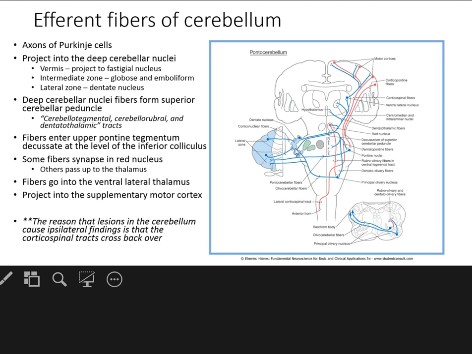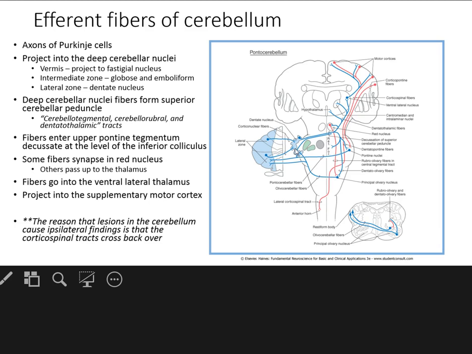The dentate cerebellar nuclear fibers then form the superior cerebellar peduncle, which is made up of three main tracts: the cerebellar tegmental tract, the cerebellorubral tract, and the dentatothalamic tracts. I did not tell you about these tracts before, as it is unlikely you will be tested specifically on them in the future. What happens with these tracts is that they will enter the upper pontine tegmentum, decussating at the level of the inferior colliculus.